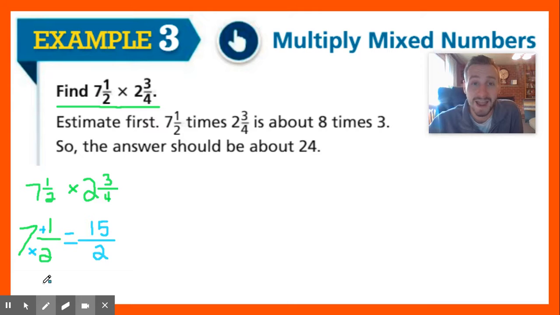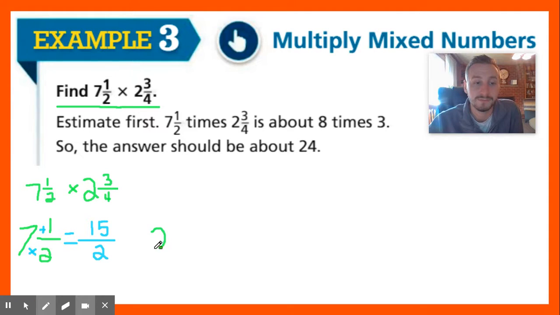So 7 1/2 is the same thing as 15 halves, or 15 over 2, right? This is just the improper form of it. We don't like to leave things in this improper form, but sometimes it's easiest to work with a fraction that looks like this. So let's do the same thing with this 2 3/4. Let's change it to its improper form.